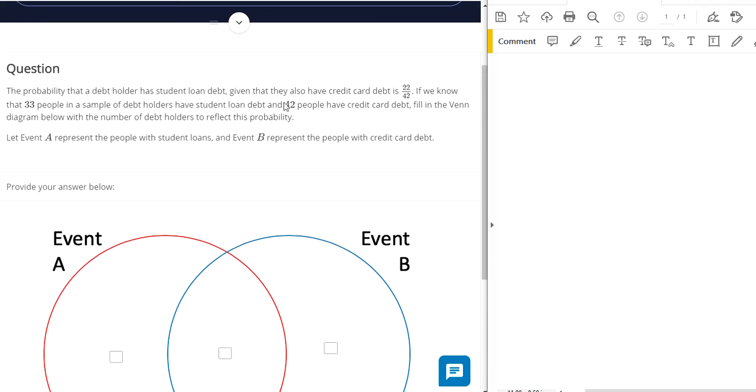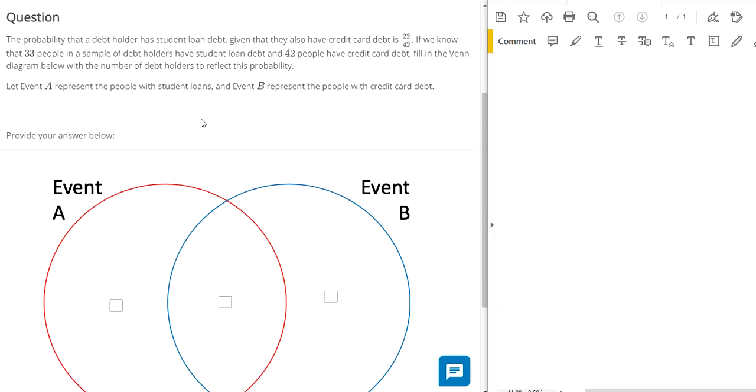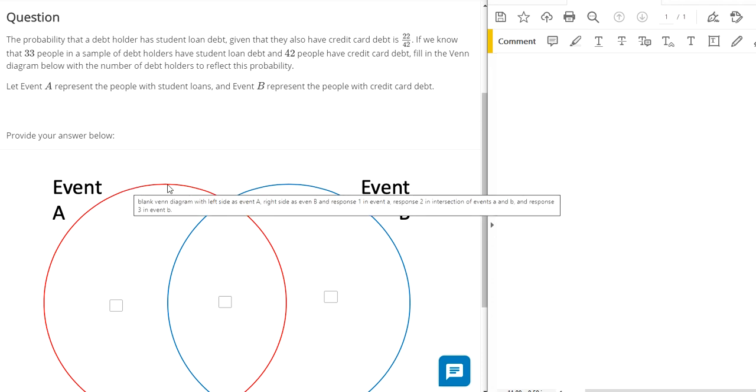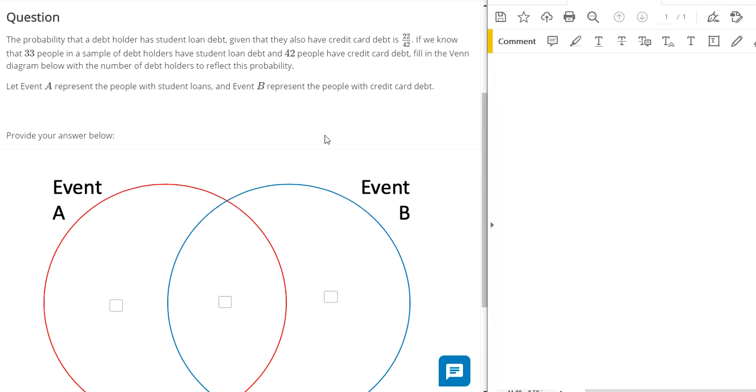So back here they say the probability that a debt holder has student loan debt, so a person fitting into which one's student loan debt? I forgot already. That's A. The probability that a person fits into the red circle, given that they currently fit into the blue circle, is 22 out of 42. So that's just the probability that we're going to hit this center part, given that the person's already in event B.